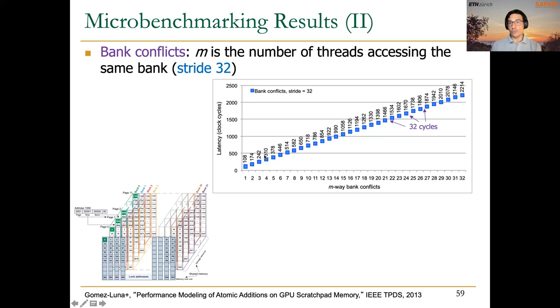What we observe is that the latency increases as we increase the conflict degree, but in this case the gap between two consecutive points is 32 cycles. Why is that? Because there is no real position conflict. It's only a bank conflict that will happen in the load operation and in the store operation, but we don't need to repeat the loop of the lock-free mechanism.